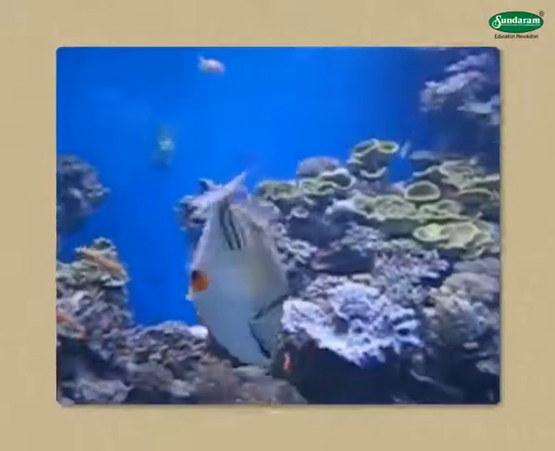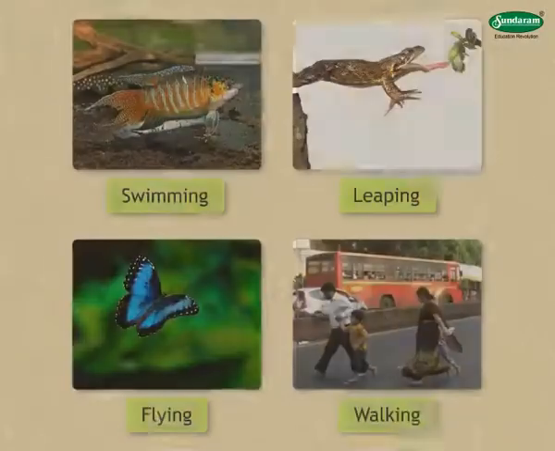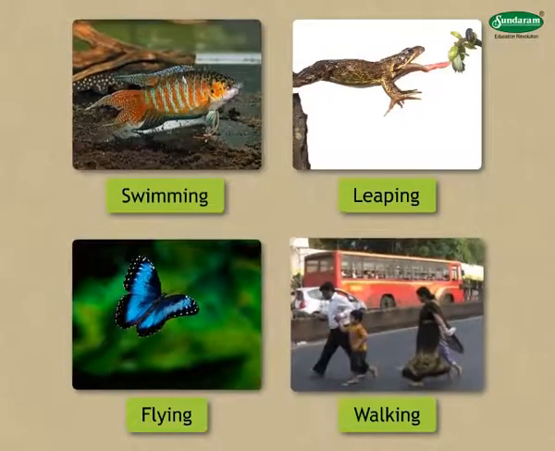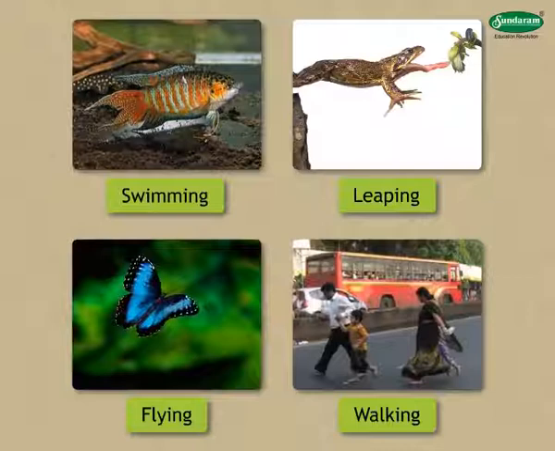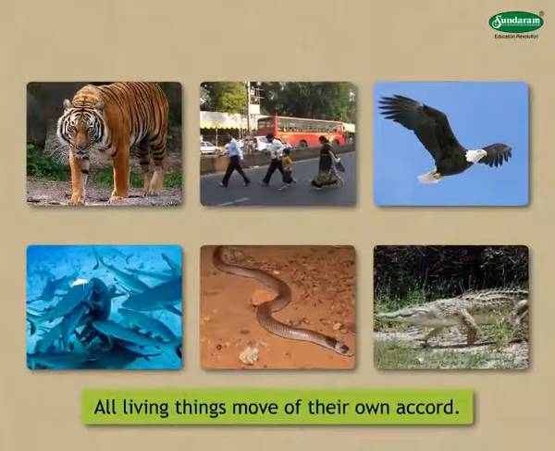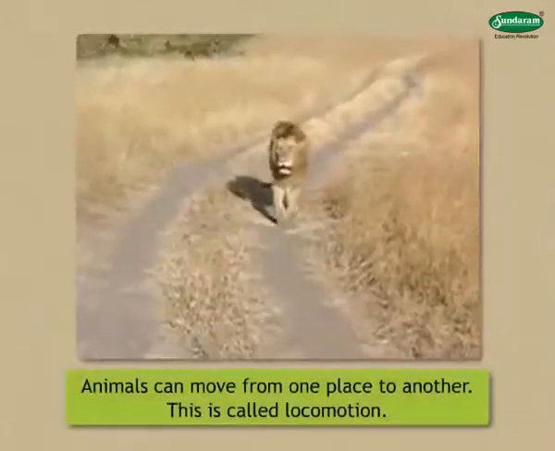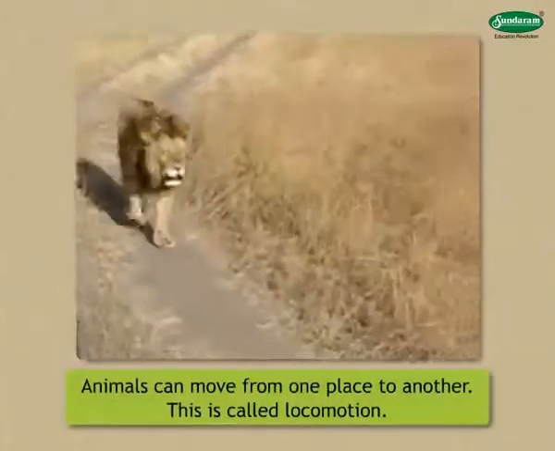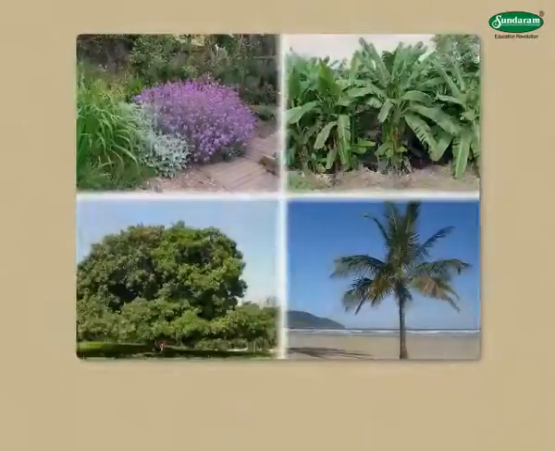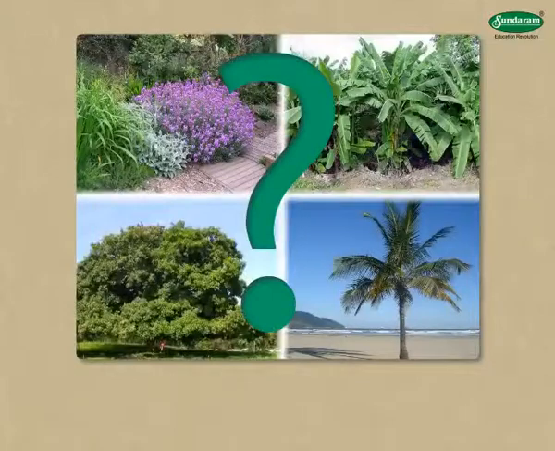You know that a fish swims in water, a frog leaps, a butterfly flies, and people walk. The actions of swimming, leaping, flying, walking are all called movement. All living things move of their own accord. Animals can move from one place to another. This is called locomotion. What about the movement in plants?